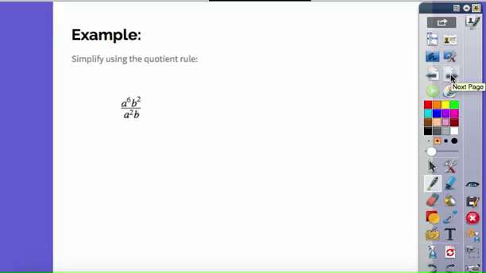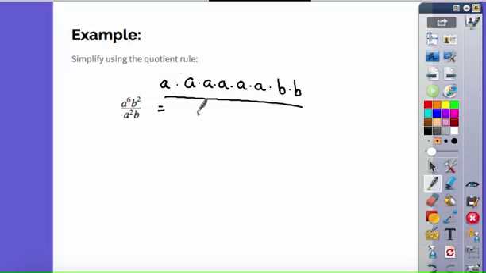Let's take a look here and let's try to use this rule if we can. I've got a to the 6th b squared divided by a squared b. We're going to set this up 2 different ways. We're going to set it up again using our definition, and then we're going to use the rule and prove that it works. So I've got 1, 2, 3, 4, 5, I need another a there. And then I've got a squared on the bottom, and then times a b.